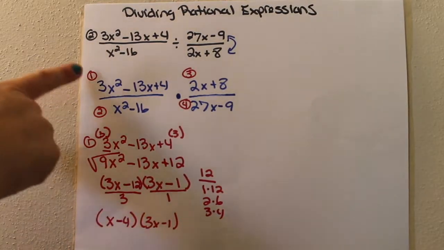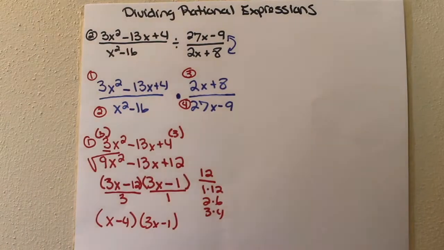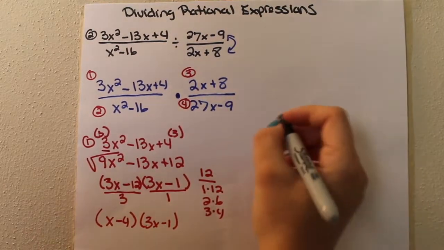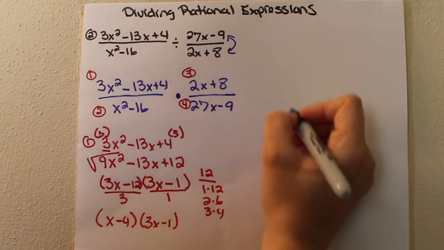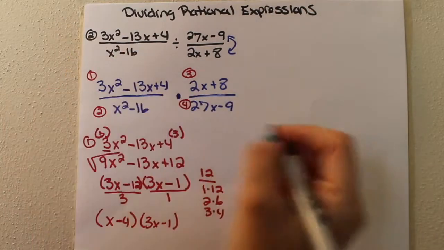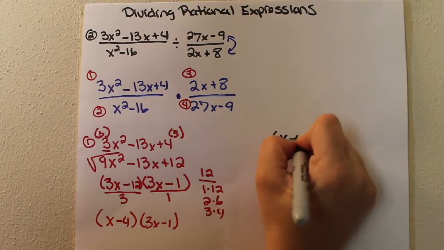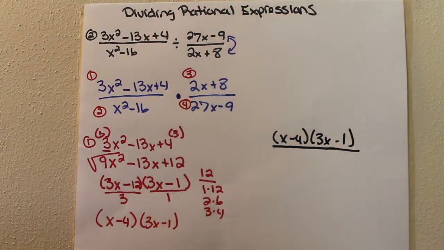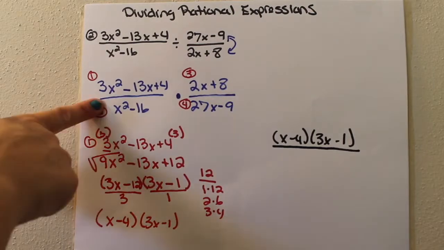Now obviously that is just the answer for this numerator. Since this problem is a little bit long, I'm going to set up my final answer over here from factoring. I'm going to say that numerator broke down into x minus 4 and 3x minus 1. Now let's work out number 2.